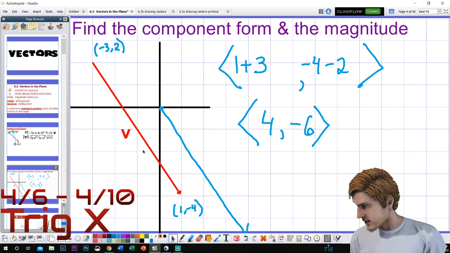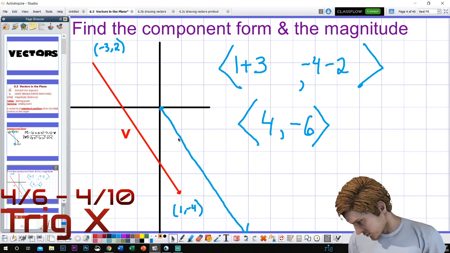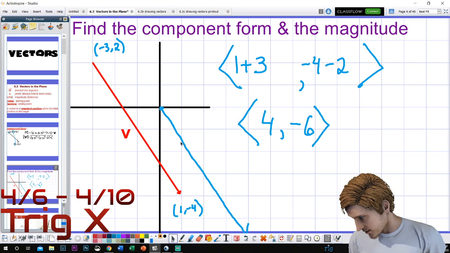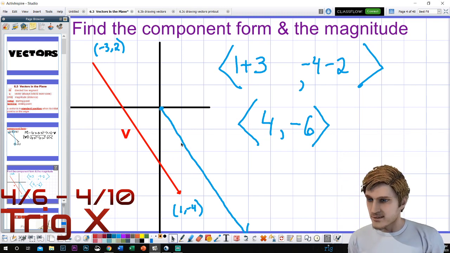Notice that these lines are parallel to each other. In fact, they're going to be called equal vectors. Even though they're not in the exact same spot, it doesn't make any difference. They're considered equal vectors because the magnitude or the distance is the same, and they're going at the same angle and the same direction.